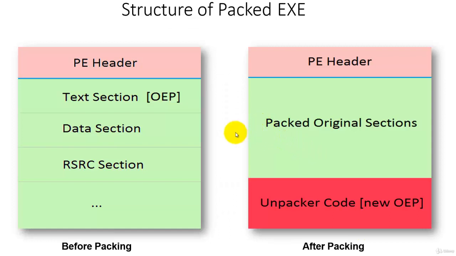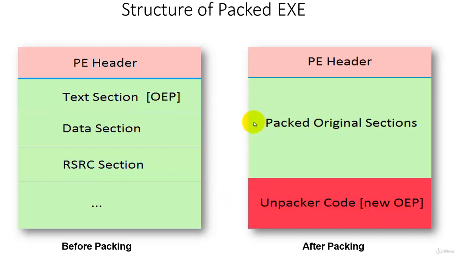This is the structure of the PE file. This is the structure before packing. We have the original entry point and the program will start running here. After it has been packed, the original entry point and all the instructions here are compressed. And then the original entry point now is inside here. The packer will put a new entry point.